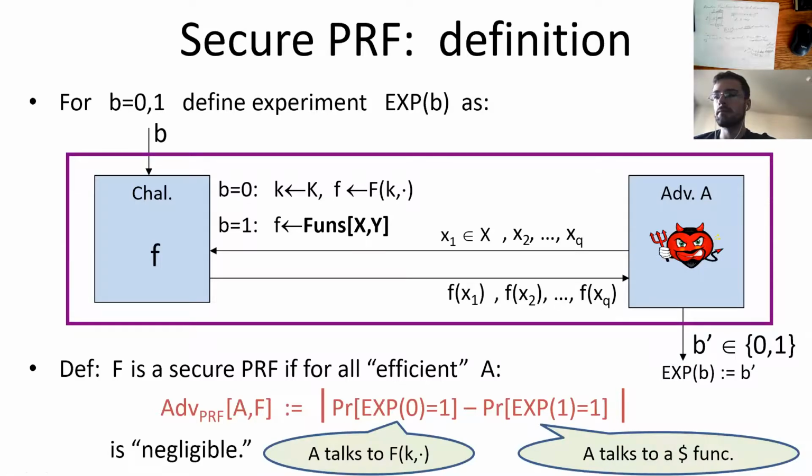Okay, and this is what models what I was saying at the beginning, that A either talks to a box that implements a PRF on a random key, or it talks to a box that implements a random function. And F is a secure PRF if no efficient test can distinguish between the two.